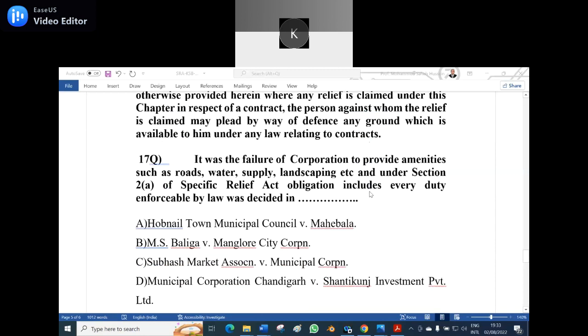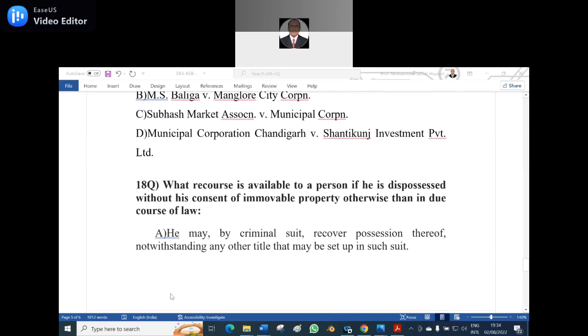It was the failure of the corporation to provide amenities such as roads, water, and landscape. Under section 2(a) of the Specific Relief Act, obligation includes every duty enforceable by law. This was decided in dash. Option A, Cobnail Town Municipal Council versus Mahabala. Option B, BS Baliga versus Mangalore City Corporation. Option C, Subhash Market Association versus Municipal Corporation. Option D, Municipal Corporation Chandigarh versus Shanti Kunj Investment Private Limited. Option D. Yes, option D is the right answer: Municipal Corporation Chandigarh versus Shanti Kunj Investment Private Limited.